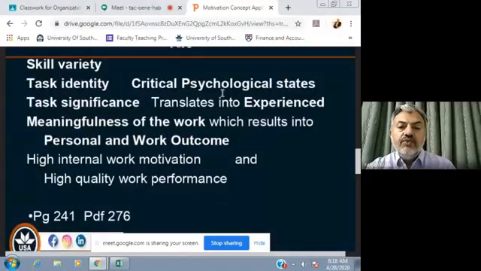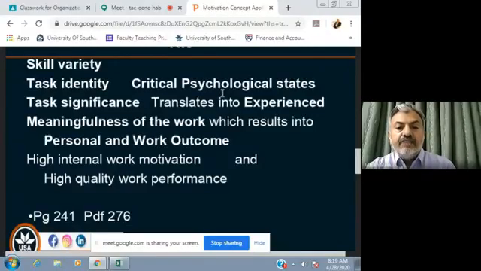That if you are very experienced, the work would be meaningful for you and you will enjoy your work, right? And you will have positive task identity and positive task significance. And every day when you wake up and you have to go to your job, you will be interested and motivated to go and do your job.